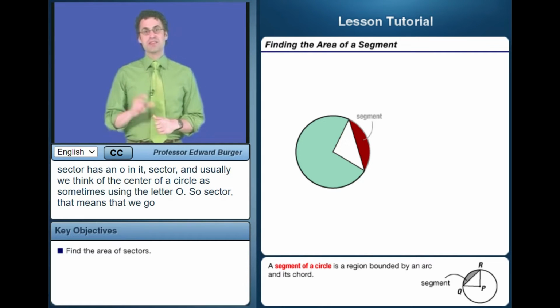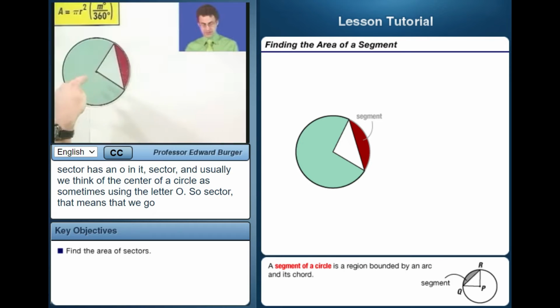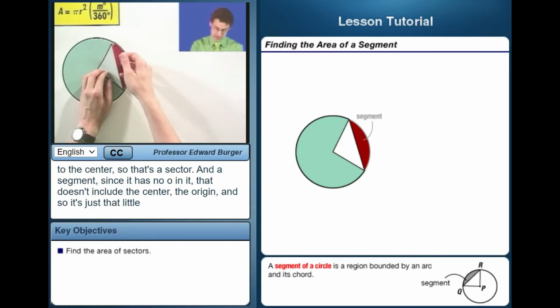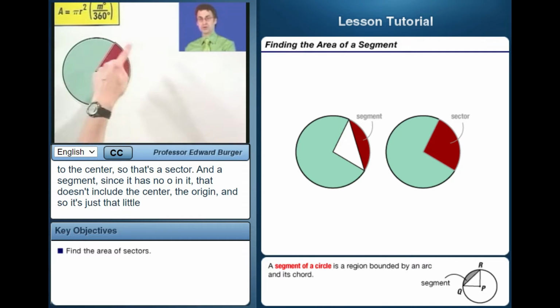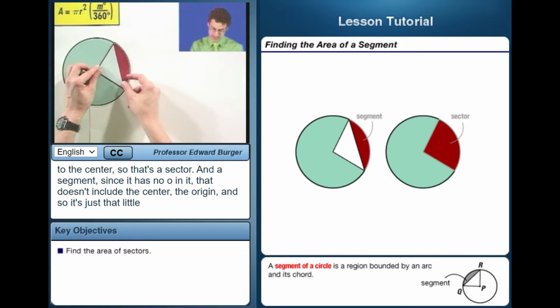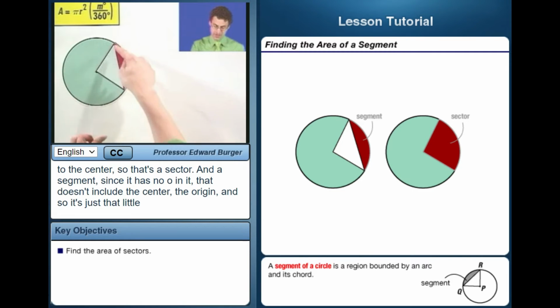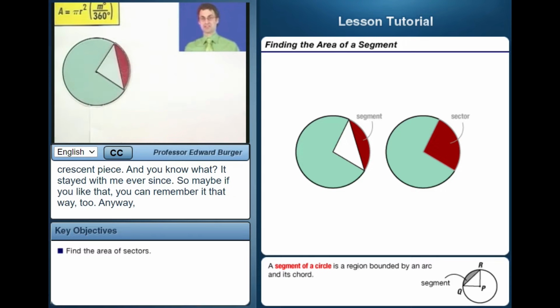She said, sector, it has an O in it, and usually we think of the center of a circle as being sometimes using the letter O. So that means that we actually go to the center. So that's a sector. And a segment, since it has no O in it, doesn't include the center, the origin, and so it's just that little crescent piece. And it stayed with me ever since. So maybe if you like that, you can remember it that way too.